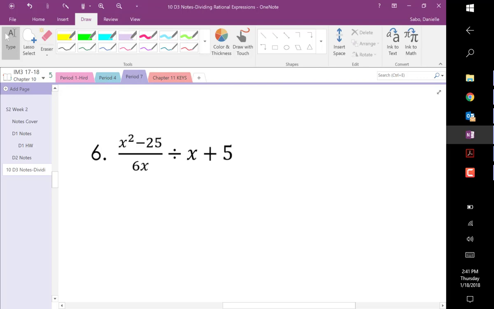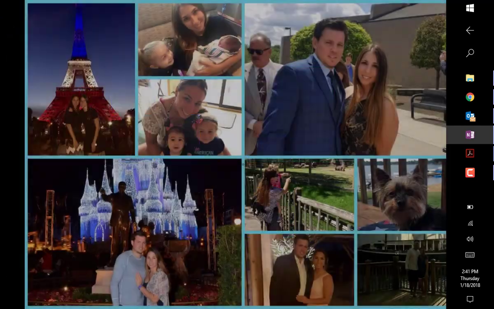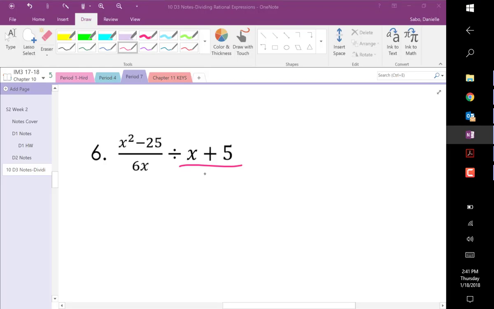Let me ask you a question before we get started. If I just asked you, what number is technically under 3? Don't write 3. 1. Yeah, because 3 divided by 1 is 3. So what technically is under x plus 5? Oh, 1. Okay, so when you're doing this problem, it's the same thing as before. You're just going to make sure that you have the 1 underneath there.